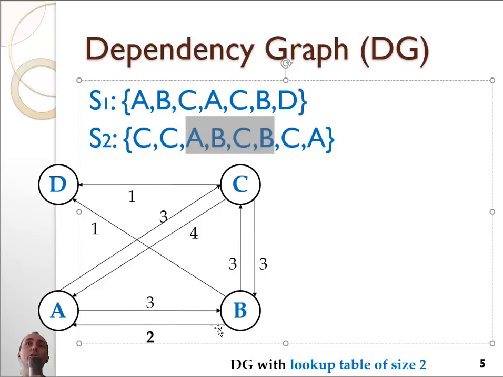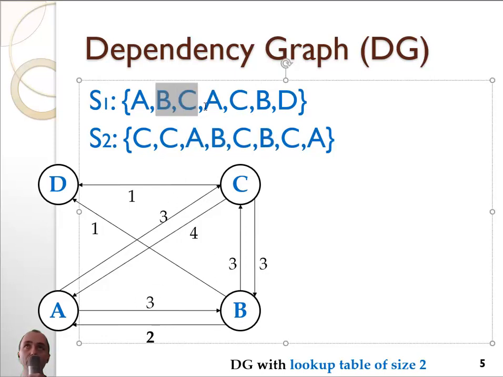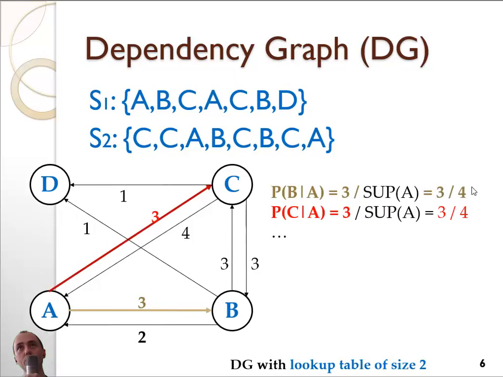Now B followed by A has a 2 here because it appeared 2 times. Let's see. B followed by A within 2 symbols: we have a B here, but there's no A. Another B is not followed by A within 2 symbols, and here we have B followed by E 2 symbols after, so 1 and 2. That means there's a 2 here. In this way, we build a kind of graph that is called the dependency graph. So using this, now we can do some prediction.